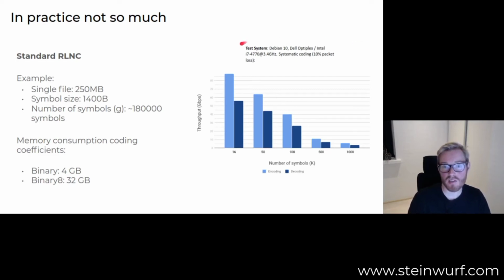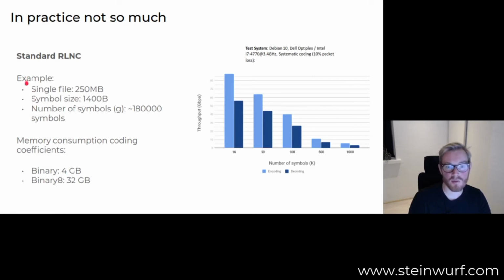Here we have some benchmarks from a standard RLNC algorithm where we slowly increase the number of symbols inside the block. In this case we have 16 symbols, and a throughput which is pretty impressive, more than 80 gigabits per second on the encoder and more than 60 gigabits for the decoder. Then you can see as we increase the amount of input symbols, the throughput is slowly dropping off because the computational complexity keeps increasing. Already here with 1,000 symbols in a block, we have a throughput hovering a little bit above 5 gigabits per second for the encoder and a little bit less than 5 gigabits per second for the decoder. So when we have 180,000 symbols, the throughput would be horrible with a standard RLNC algorithm.